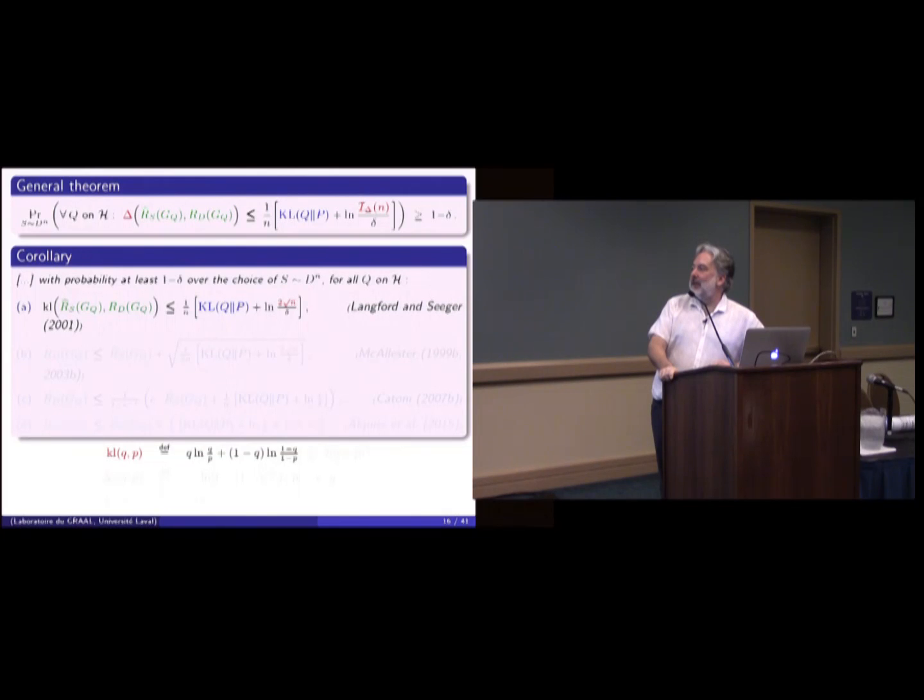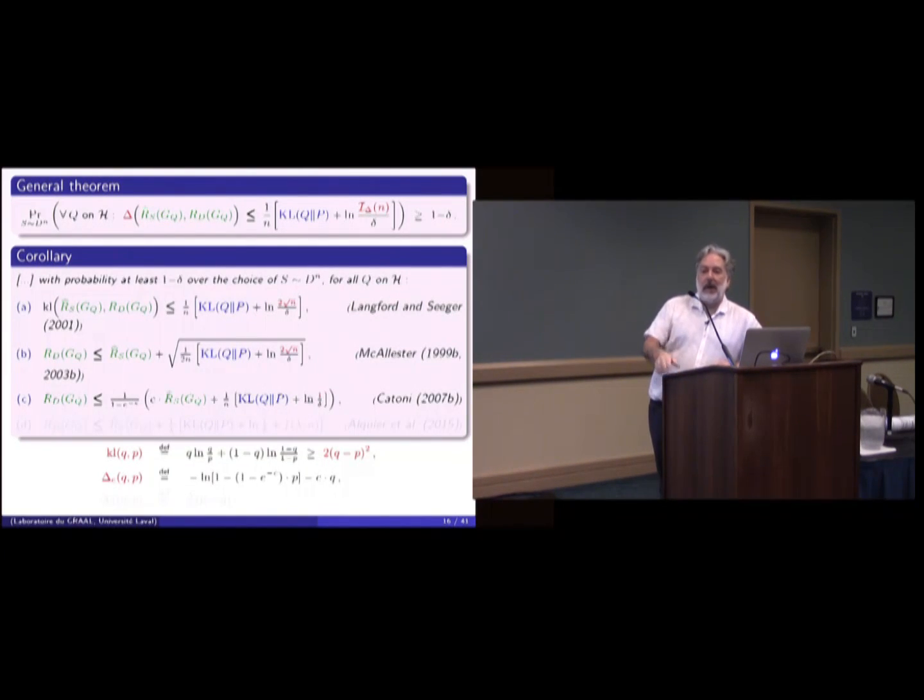Okay, and so what we have then, simply, is that you can recover the Langford-Seeger theorem. You just have to say the delta function is the small KL, and you can retrieve McAllester simply by saying that the delta function is 2 times (q minus p) squared. You can retrieve the Catoni bound. I suppose Catoni will present it a bit. I will have a chance to present it.